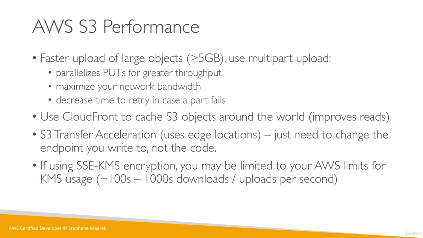Finally, another very popular question is that if you use KMS encryption, you may see a performance decrease, okay? The reason is that when you use KMS, you start hitting the AWS service limits for KMS, which allows hundreds or thousands of downloads and uploads per second. Another very popular question. That's it for S3 Performance.